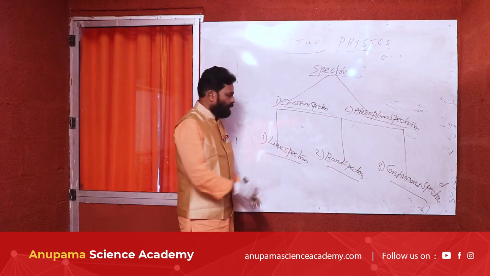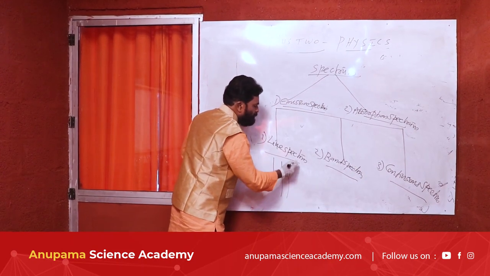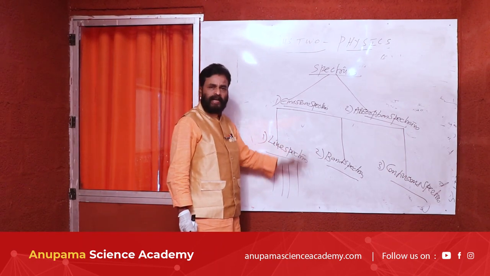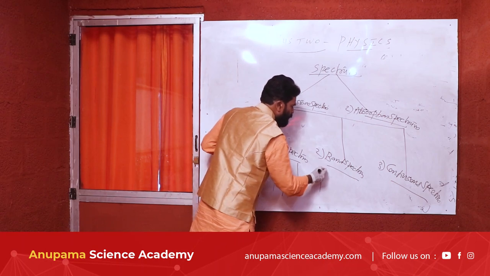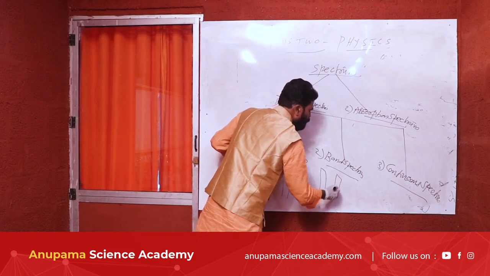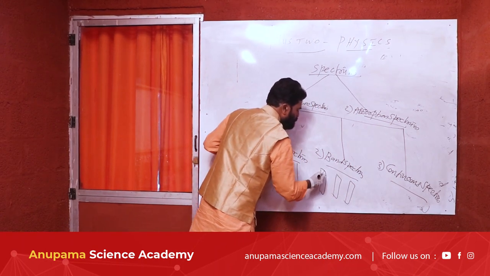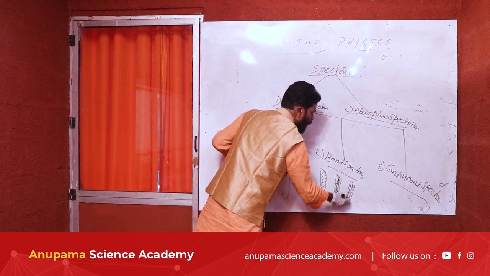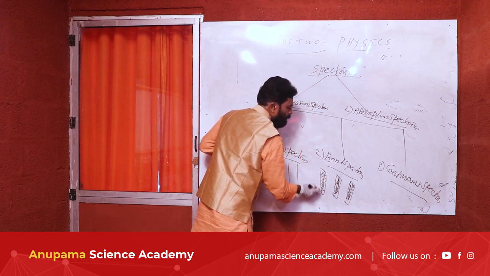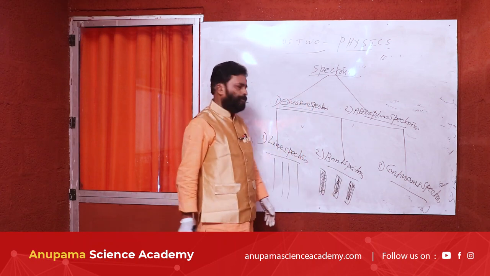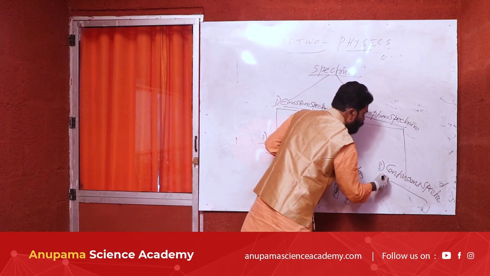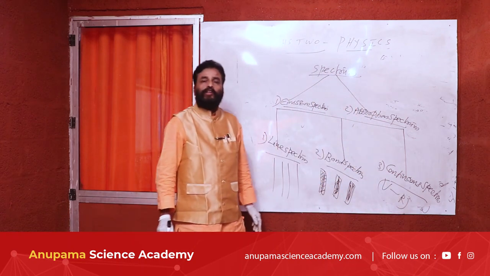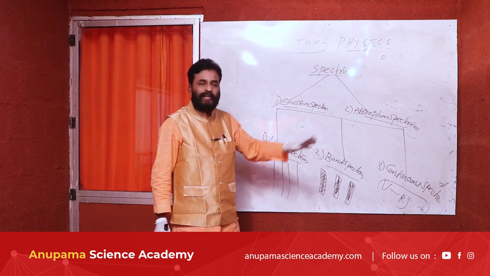Line spectrum means it consists of a number of bright lines separated by dark spaces. Band spectrum consists of a number of bright bands separated by dark spaces. That is band spectrum. Continuous spectrum consists of all the colors from violet to red continuously present without any dark spaces. That is continuous spectrum.